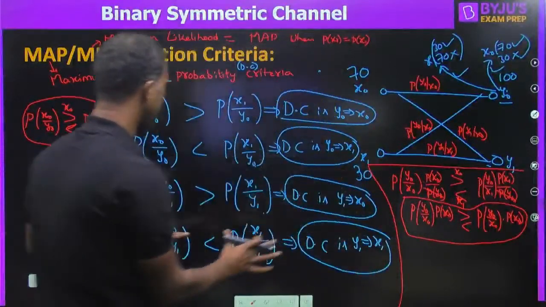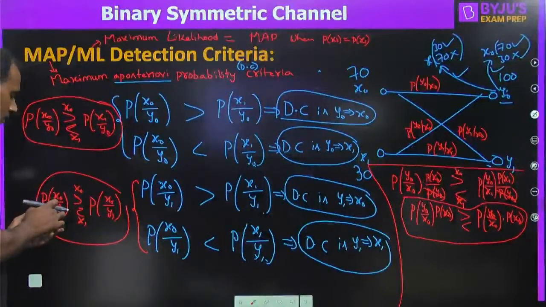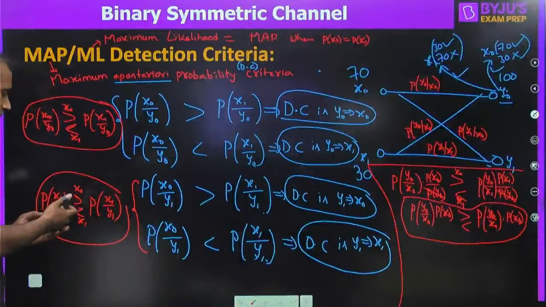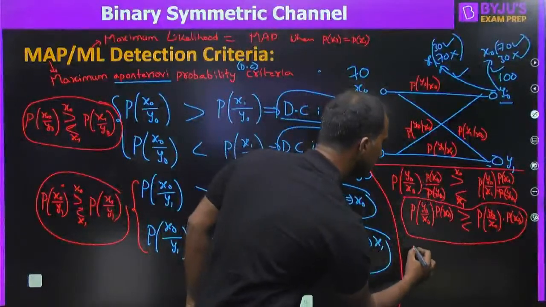Now in a similar manner, how to write this one? See this one, this also we can convert now. P of y given x1, x0 given y1 can be written as p of y1 given x0 into p of x0 by p of y1. If you write it that way, in the same manner, just do it. You can try it by yourself.